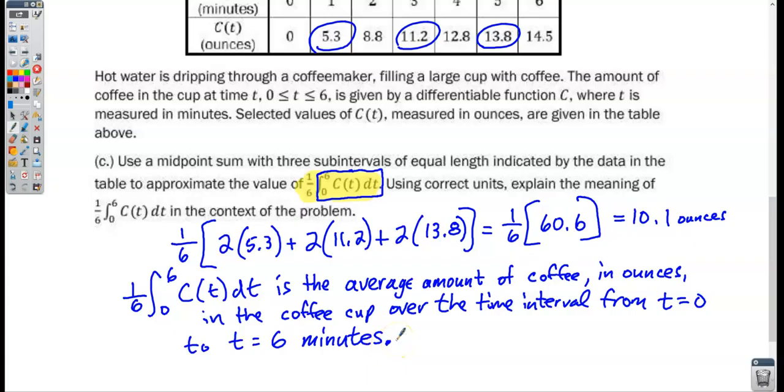Okay, did I identify everything? I've got the average amount of coffee, I've got what it is, I've got my units in ounces. In the coffee cup over, I've got my time as an interval, and I've got units on my time interval. So I've got everything I want for the explanation of the meaning of this in context.